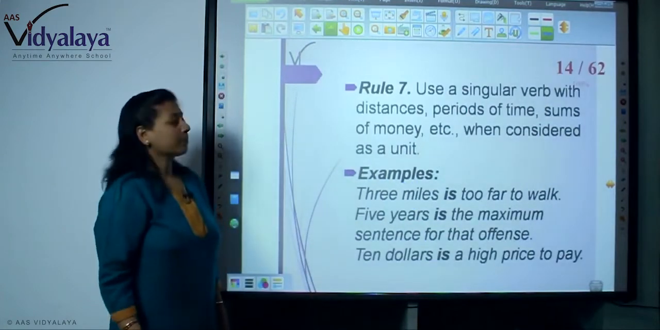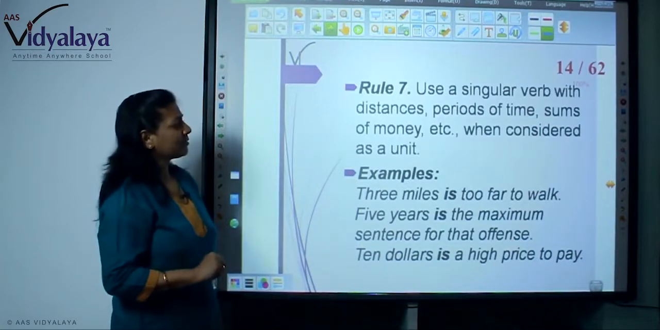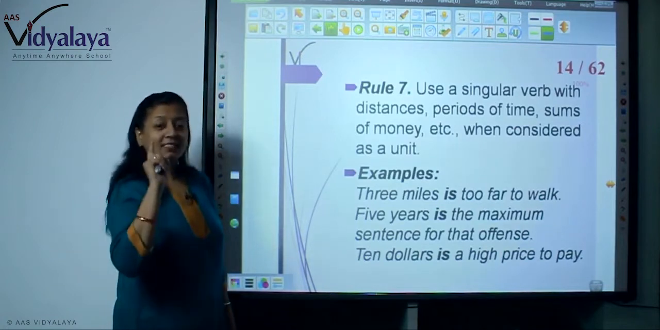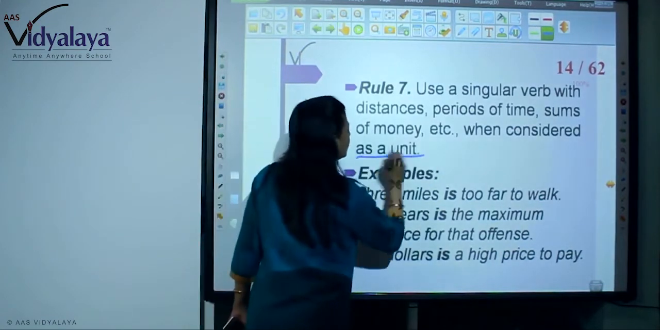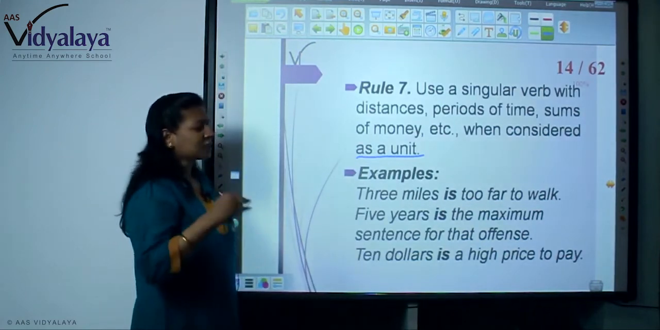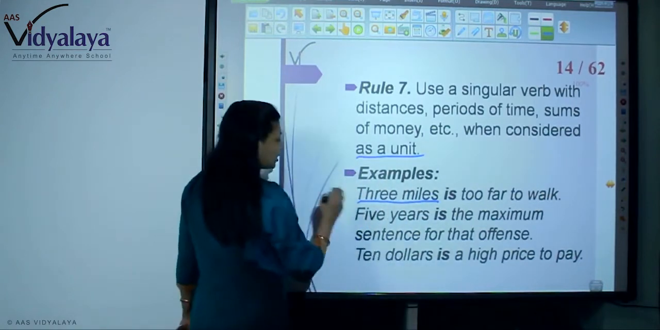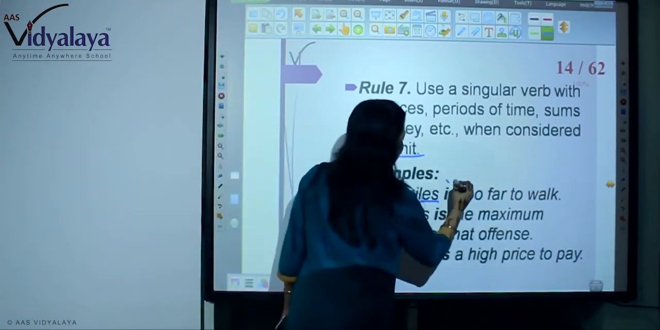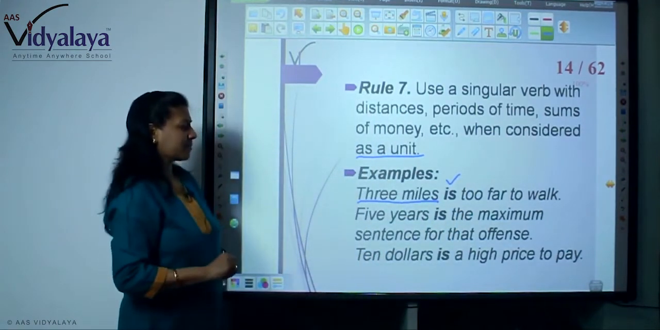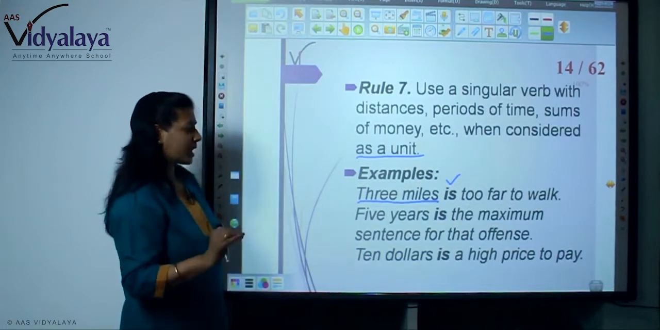Rule number 7. Use a singular verb with distances, periods of time, sums of money, etc. when considered as a unit, as one thing. For example, 3 miles is too far to walk. Here we are considering 3 miles as a single unit. So our verb is also is. 5 years is the maximum sentence for that offense. $10 is a huge price to pay.